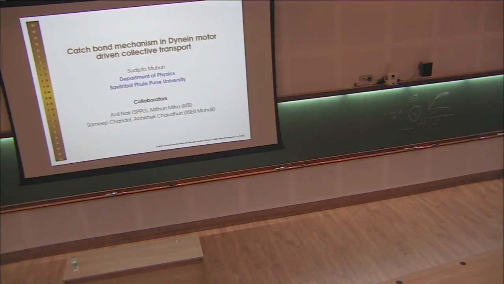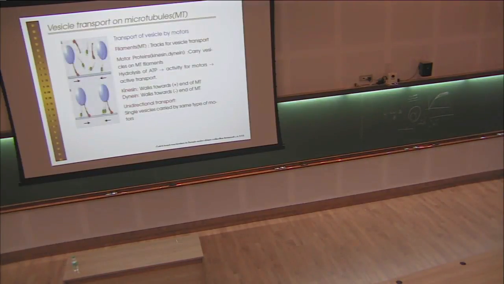So let me first begin with the cellular machinery that is involved in this process. What you see here in this cartoon is a representation of the microtubule filaments. Transport inside the cell happens on these filaments, which play the role of tracks on which material, whether it is a vesicle or some organelle, is carried. And what carries them are these motor proteins like kinesin and dynein.